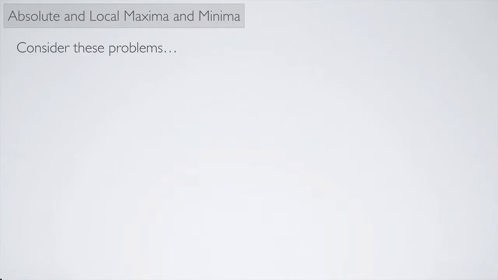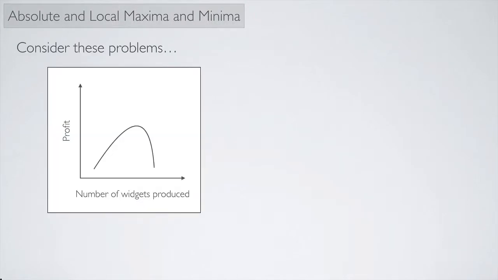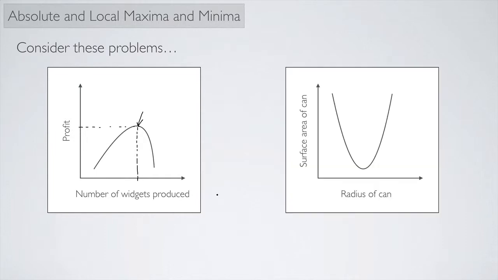Consider the following two problems. Suppose that we have a graph that shows the number of widgets produced, and we have profit. And we want to know right here, what is the maximum profit that we can get? So in other words, how many widgets should we produce so that we have a maximum profit? Okay, that's one problem we're going to consider.